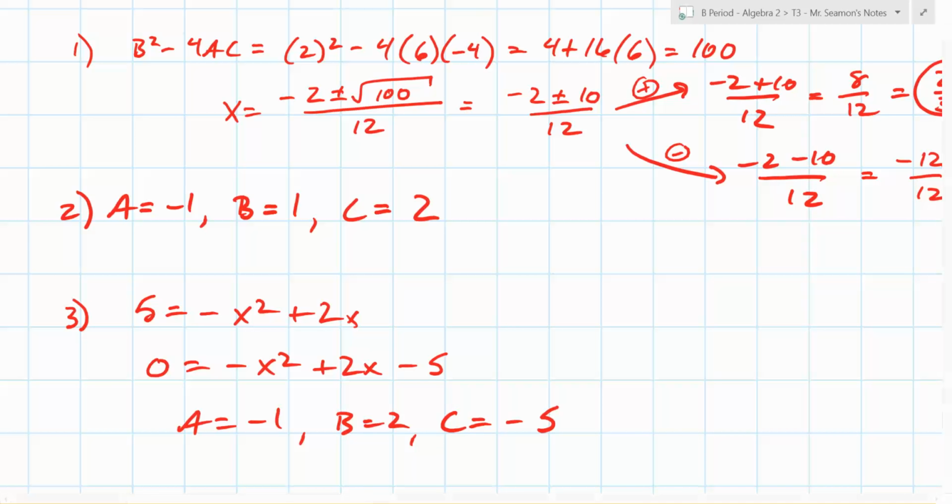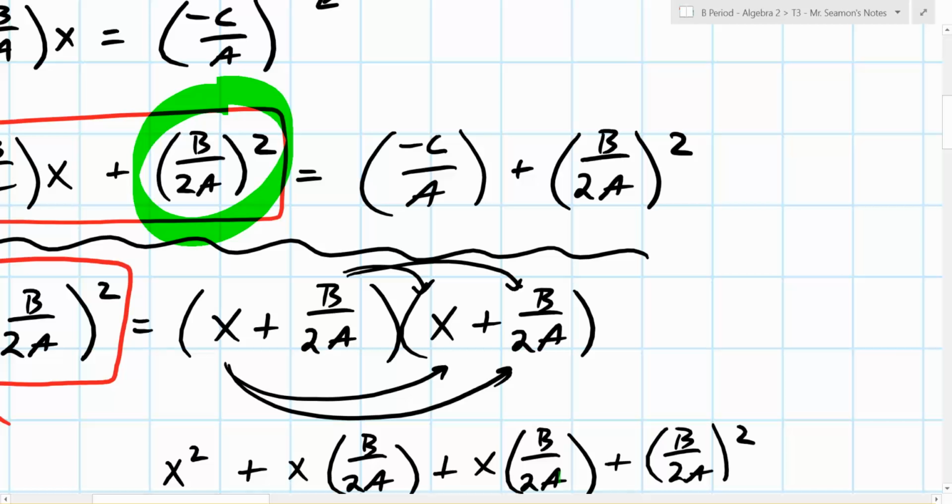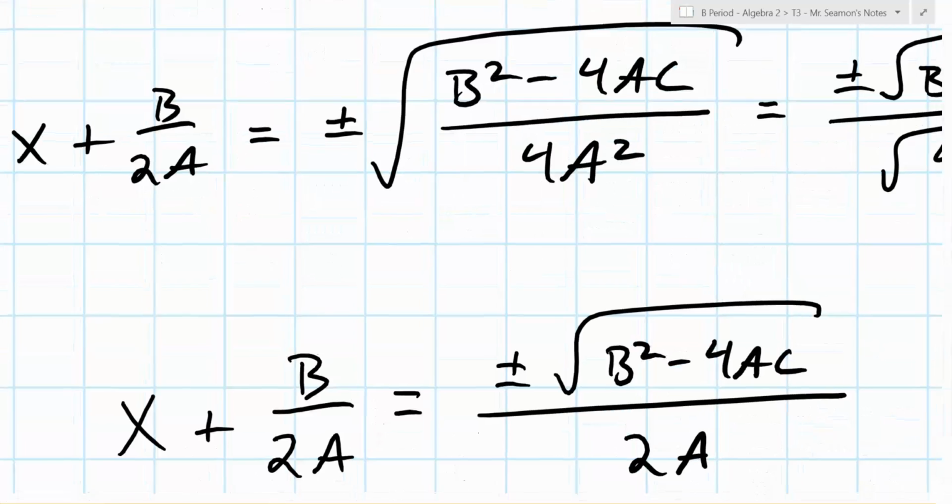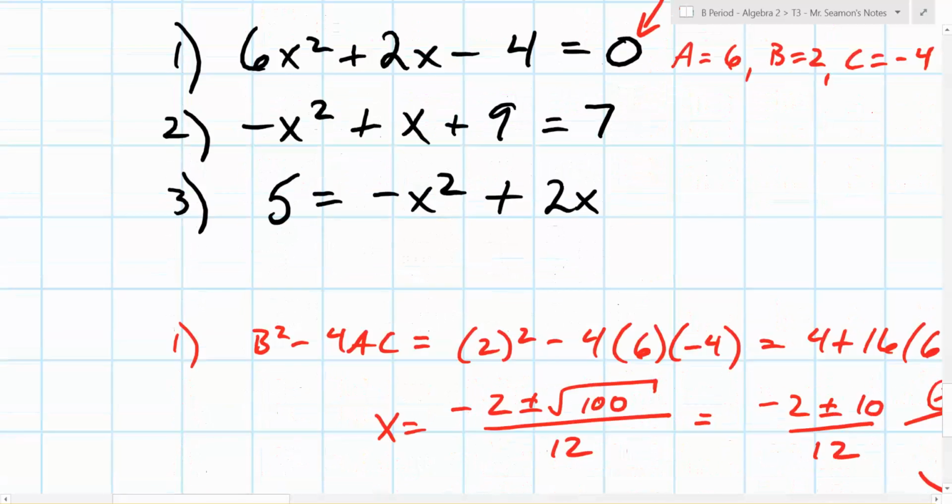Negative 5. Then (b over 2a) squared, that is what you add to both sides to do what? To complete the square. That's the thing you add to both sides to complete the square. So, will you be asked to actually complete the square on some of the homework assignments tonight? Absolutely. There's great examples in the book that will lead you through it.